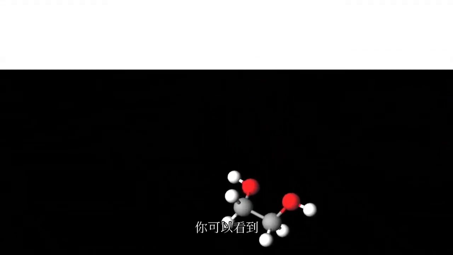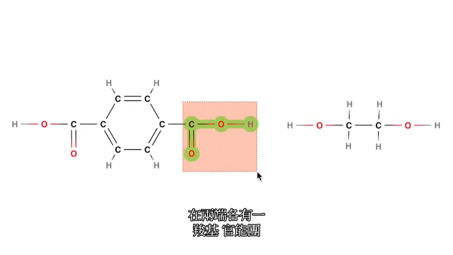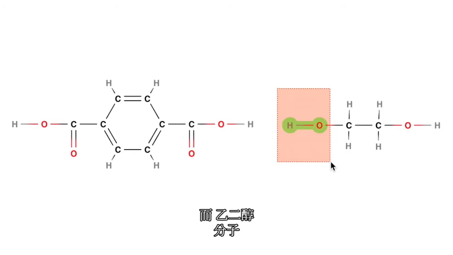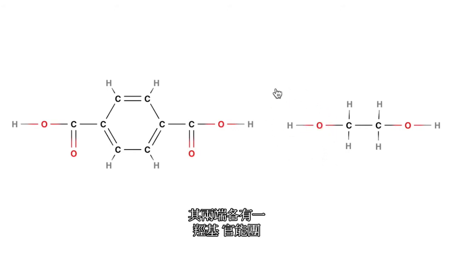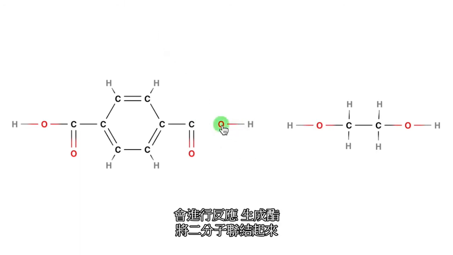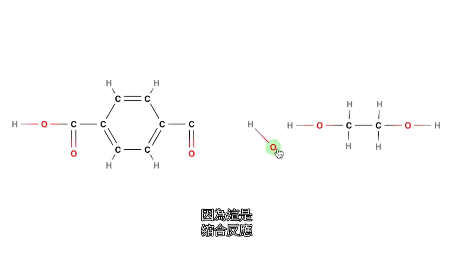As you can see, terephthalic acid has 2 carboxyl functional groups at each end of the molecule, and ethylene glycol has 2 hydroxyl functional groups at each end. It is these 2 functional groups that react together to create an ester link between the molecules. Since this is a condensation reaction, water is one of the products that is formed.